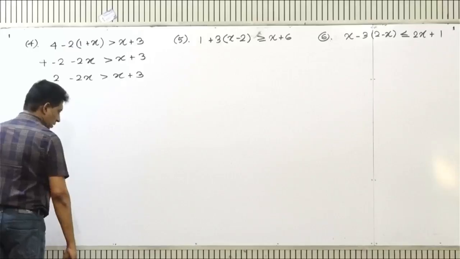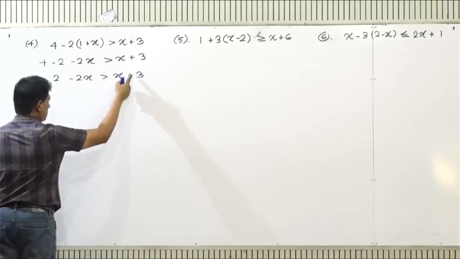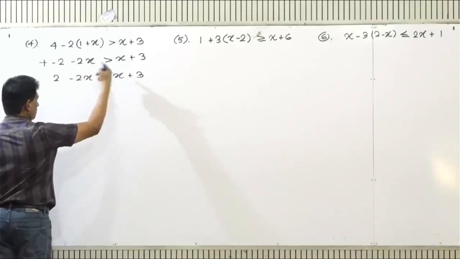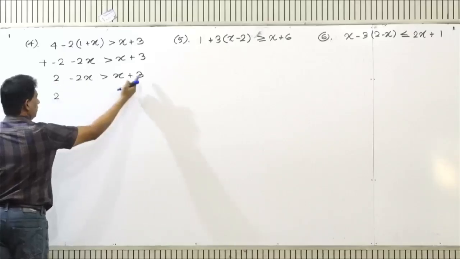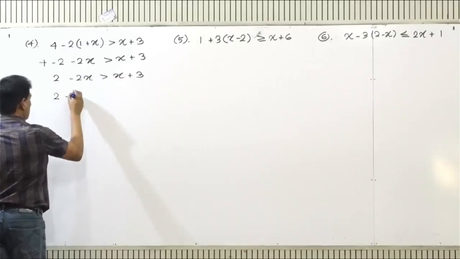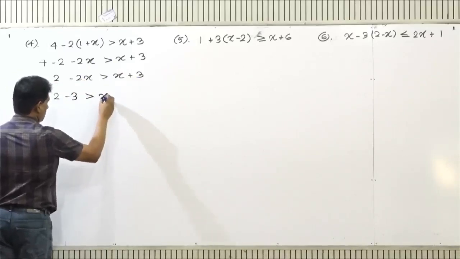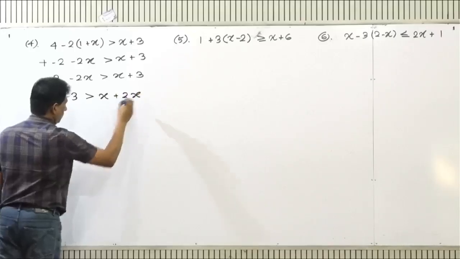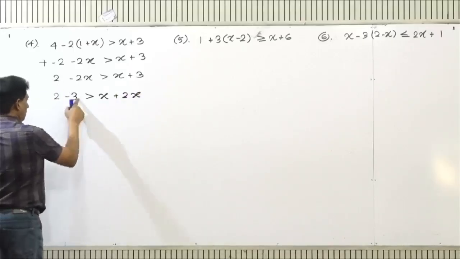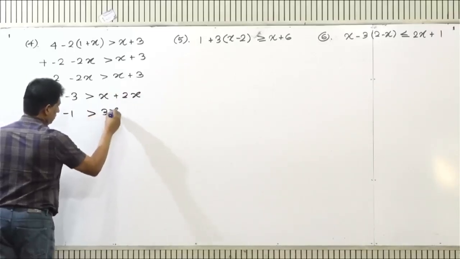And we can write it in a straightforward way. We can take this term to this side as positive 2x, this term to this side as minus 3. Then here positive 2. When we take this to this side it is minus 3. Inequality mark does not change, here positive x. When we take this term to this side, positive 2x. Now we can simplify this one, minus 1, here 3x now.